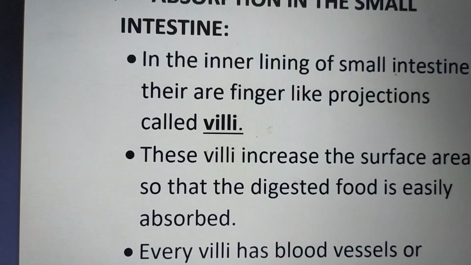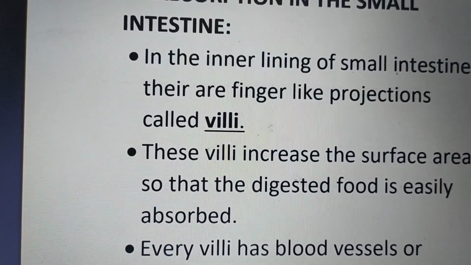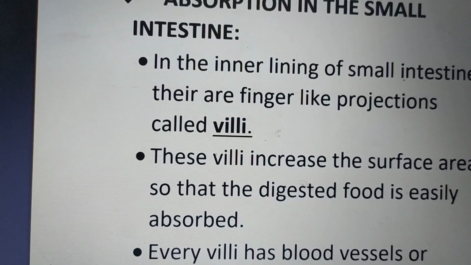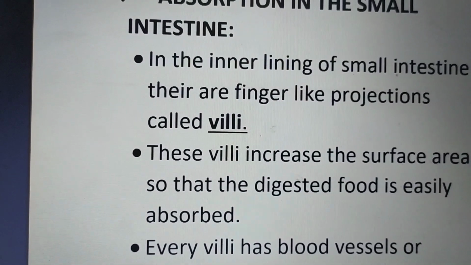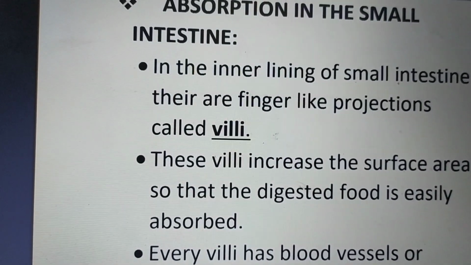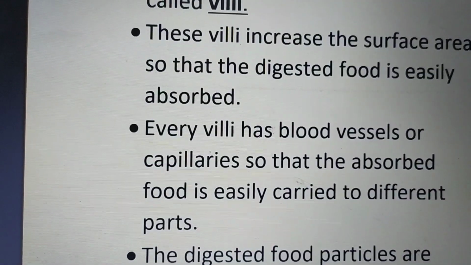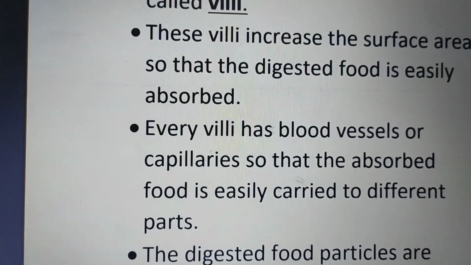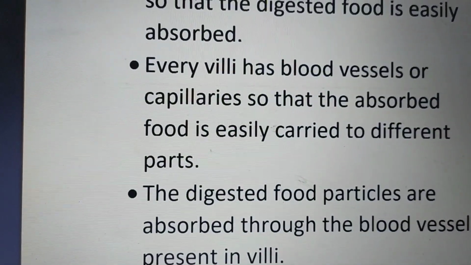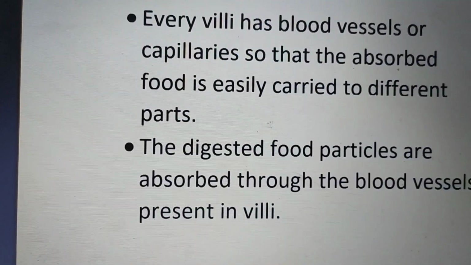And this digested food is transferred with the help of the blood vessels present in each villi to different parts of the body. Now the plural form of villus is villi and the singular form is villus. So each villi has blood vessels or capillaries so that the absorbed food is easily carried to different parts of the body, and the digested food particles are absorbed through the blood vessels present in the villi.